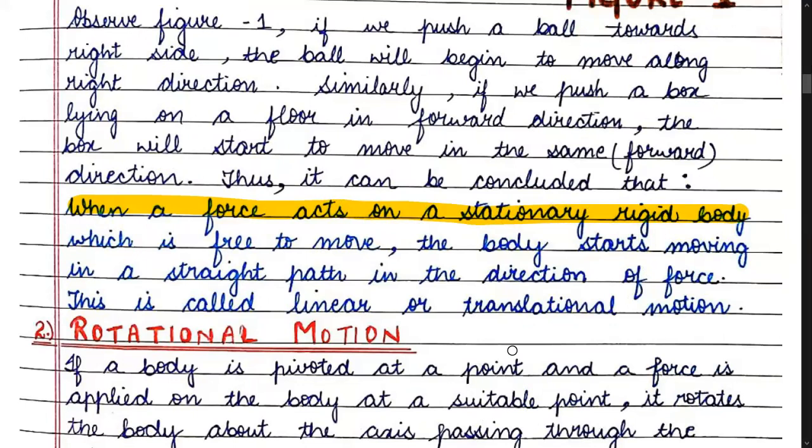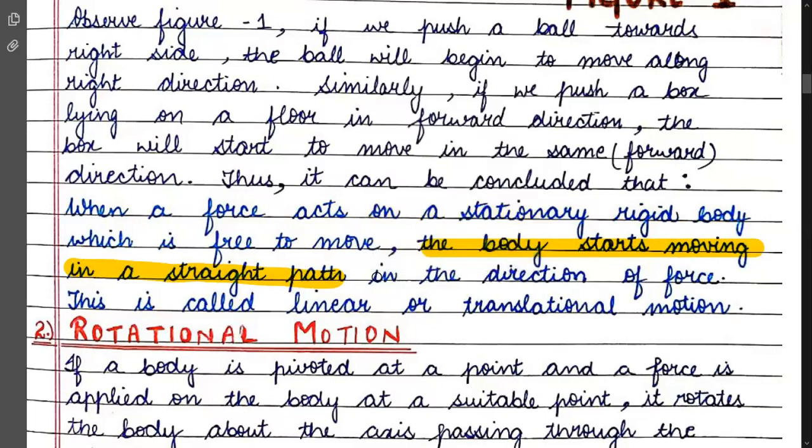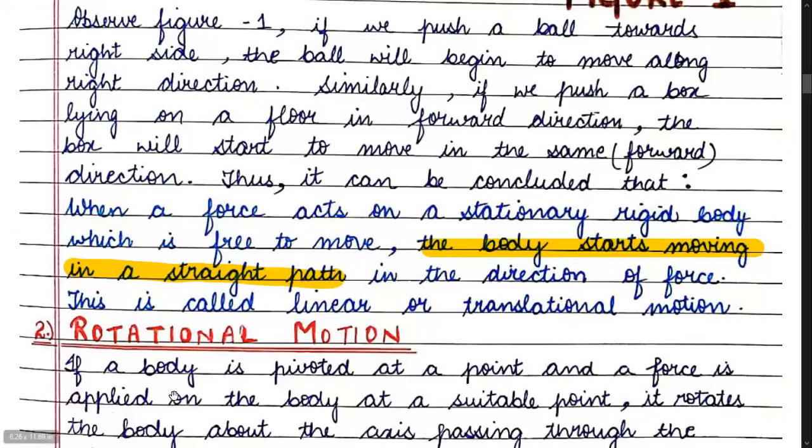So when a force acts on a stationary rigid body which is free to move, the body is free to move in any direction, that body starts moving in a straight path in the direction of force. This is called linear or translational motion.